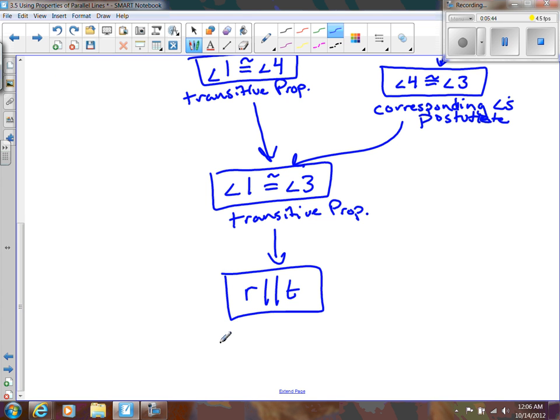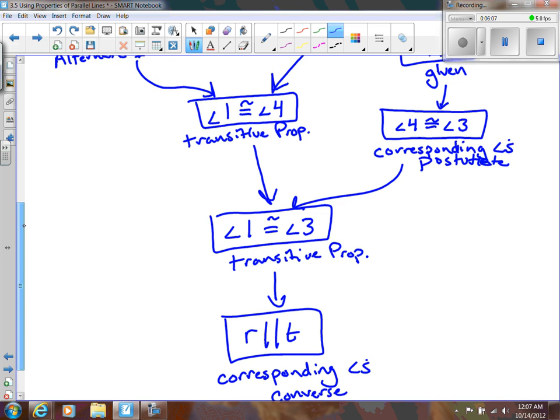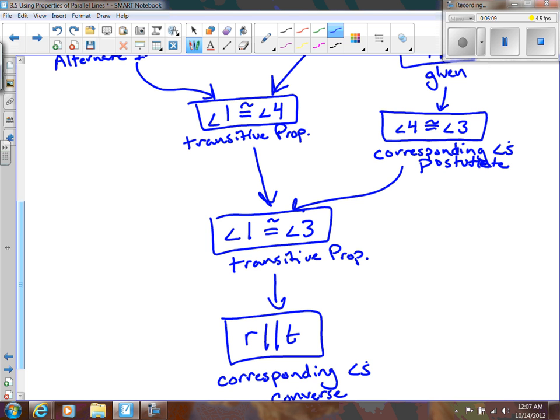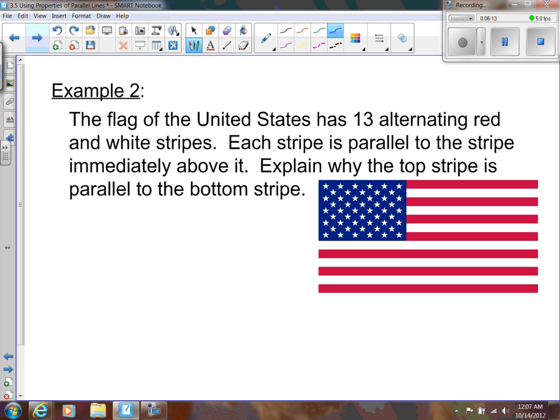And the reason for that is those were corresponding angles. But is it a postulate or was it the converse? Remember, you use the converse to show lines are parallel. So the corresponding angles converse proves that theorem. Now you could have done it in a two-column proof, it would have been fine.